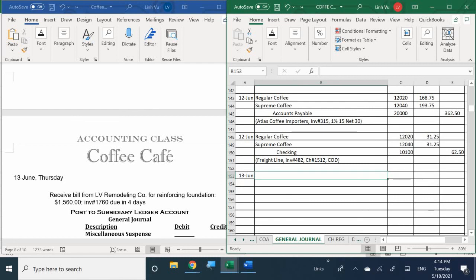Accounts payable. We're going to pay in 4 days. It says they're going to bill us in 4 days. We didn't say anything about making the payment now. We're paying them later. So let's go ahead and enter it in. We know that the coffee grinder right now is sitting in miscellaneous suspense. So I'm going to dump any costs associated with my grinder into miscellaneous suspense, and we just recognize that we're going to owe LV Remodeling on an account.